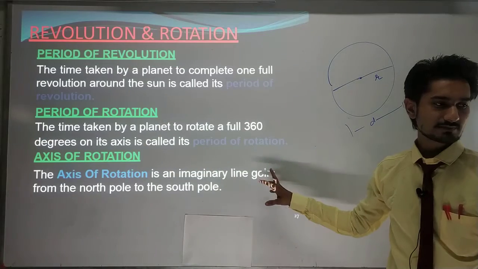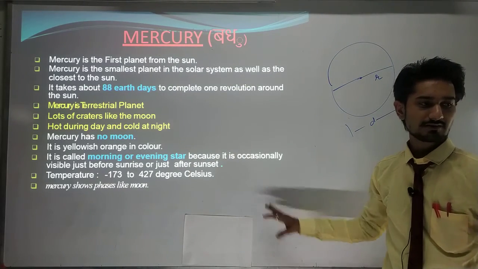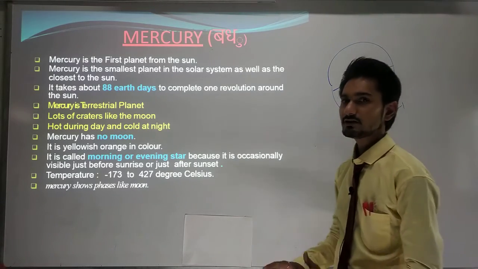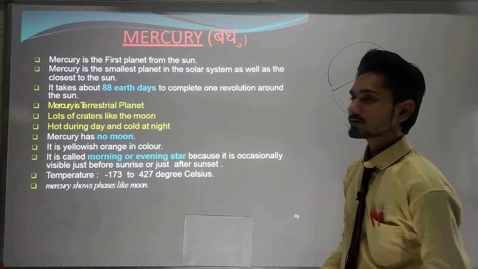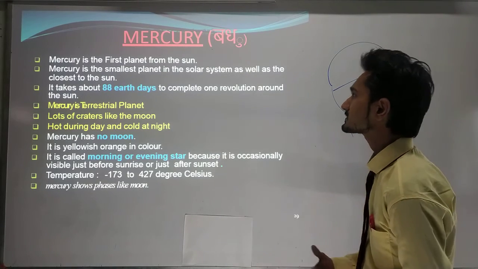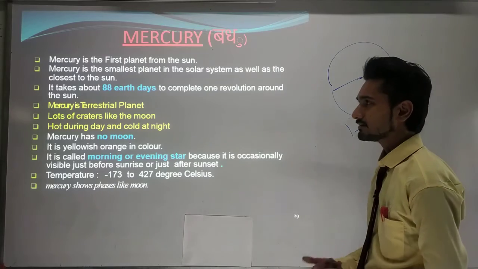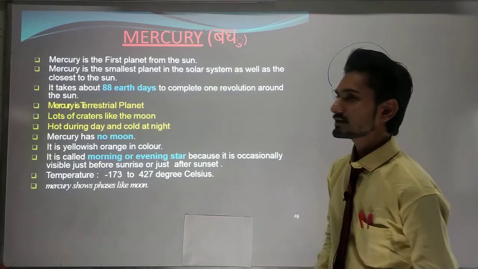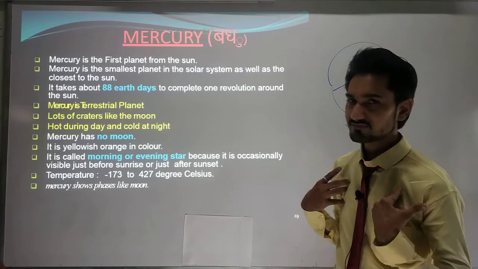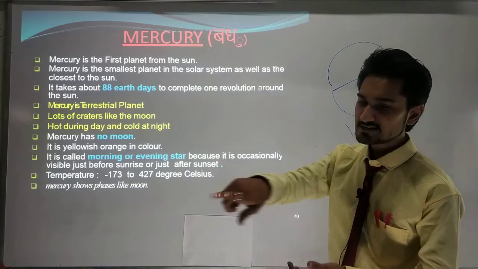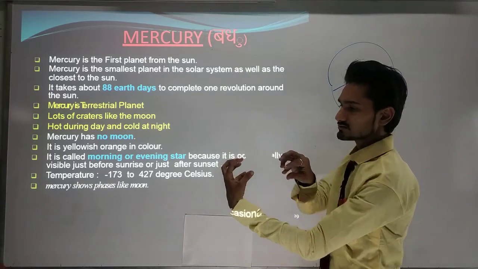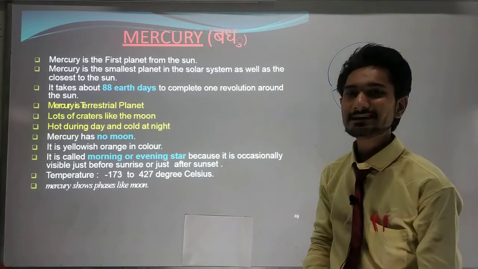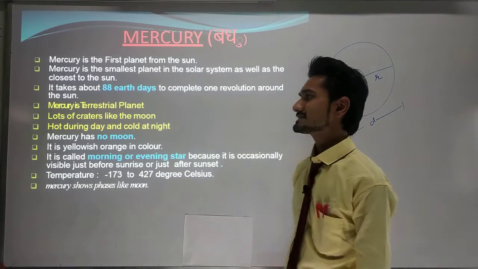Now we are going to see the first planet, Mercury. We have seen the animation regarding Mercury. Mercury is the first planet from the sun. Mercury is the smallest planet in our solar system as well as the closest to the sun. I have already told you that it takes 88 Earth days to complete one revolution around the sun. We take 365 days, but Mercury takes only 88 days, because it is very near to the sun. Mercury is a terrestrial planet.